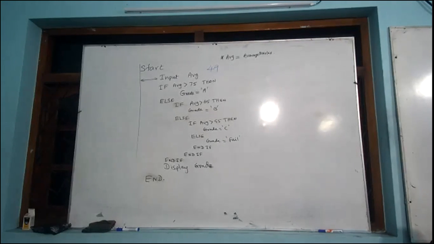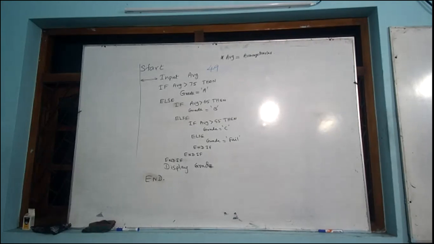Try to understand the concept. Start, input the average. So you have input the average as 49. Then you are checking. Line by line it will move, right? Now, when the teacher said your average is 59, what will happen? If you know the grading system, you know what is the grade for you.